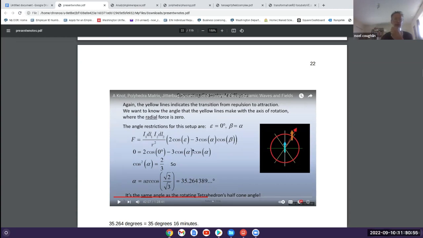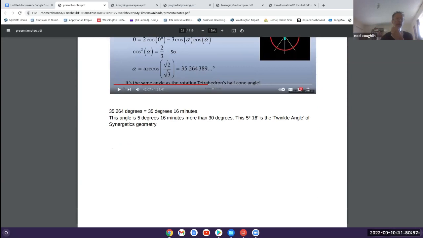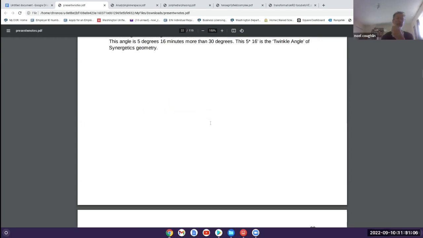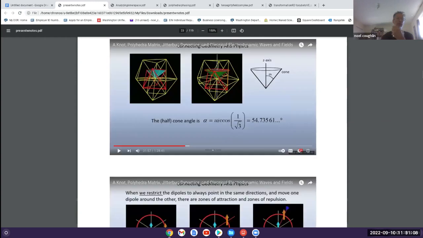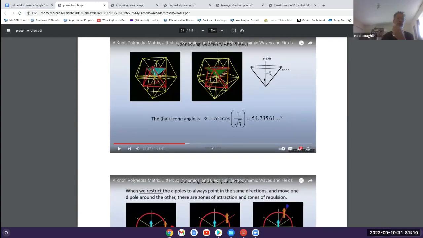And here are the wonderful calculations that Bob went through to understand that. 35.264 is 35 degrees 16 minutes. The angle is 5 degrees, 16 minutes more than the 30 degrees. That's the twinkle angle of Synergetics geometry. Bob then explained there was another interesting number here. This angle here, and this cone here, which is drawn.